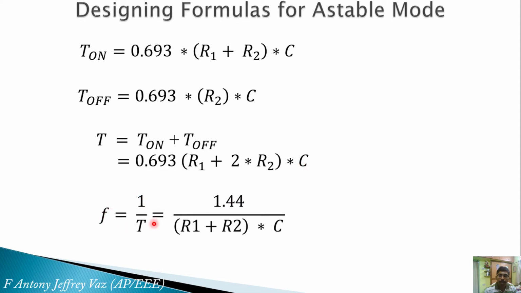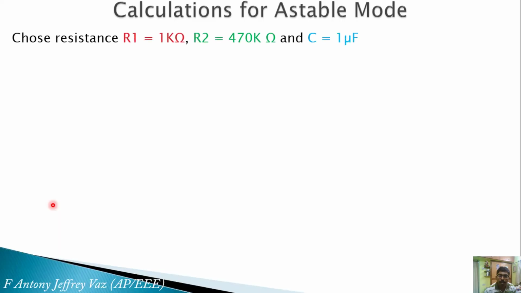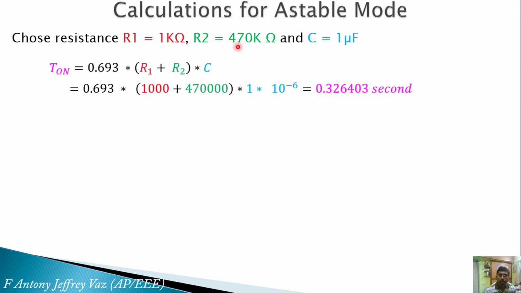We all know the formula, frequency is equal to 1 by T, and substituting T over here, we get a value of 1.44 divided by (R1 plus 2R2) into C. Now we are choosing a resistance R1 of 1 kilo ohm, R2 of 470 kilo ohm and capacitance of 1 microfarad. We know that T on is equal to 0.693 (R1 plus R2) into C.